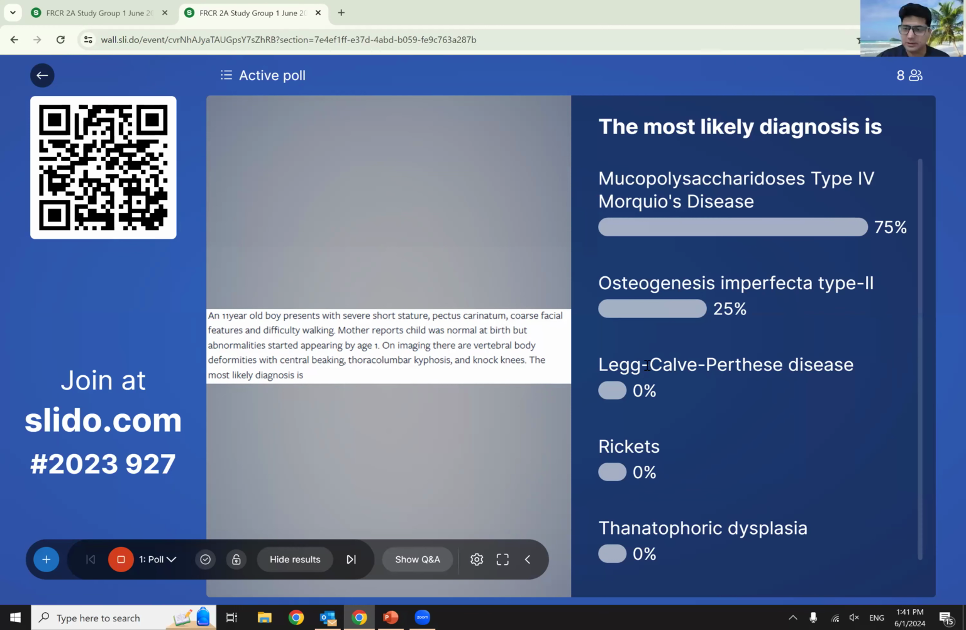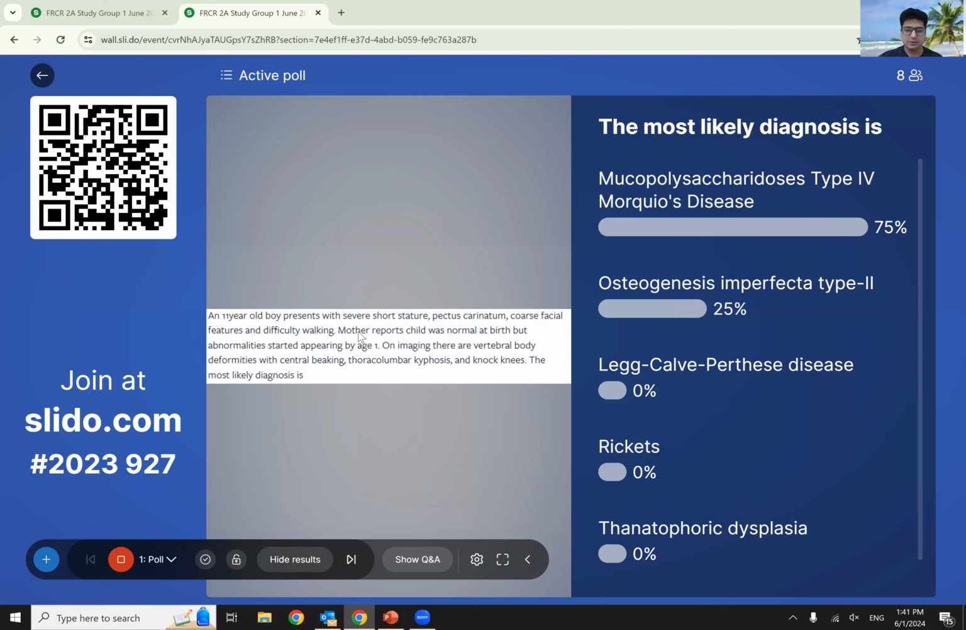So that was very well done. You have mostly picked up the correct option. Let's go through the wrong options first: Legg-Calvé-Perthes disease, rickets, thanatophoric dysplasia. Thanatophoric dysplasia you can rule out straight away because it's a fatal musculoskeletal dysplasia. Kids 11 years old rarely make it to that age, so that's gone.